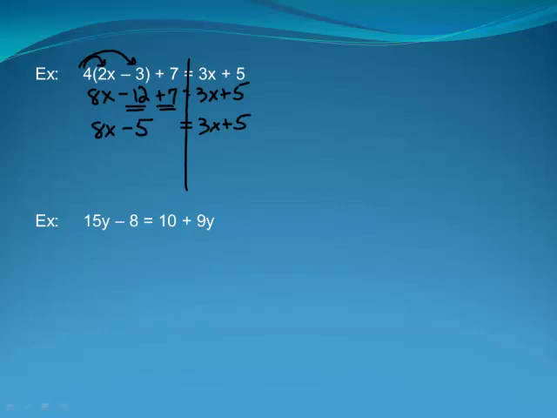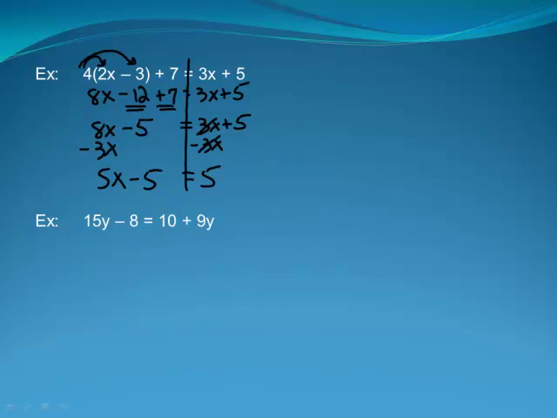I'm going to choose to get my variables on the left and my constants on the right. So I'm going to move that positive 3x by subtracting it from both sides of the equation. Positive 3x minus 3x from section 2.1 is 0. Left-hand side, 8x minus 3x leaves us with 5x's. Minus 5 equals 5.